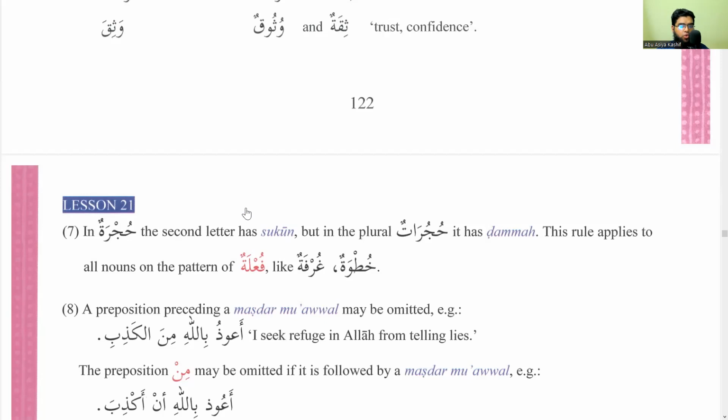Okay. Next point, hujratun. The second letter has sukun. Hujratun, huj. But when you make it plural, you'll get a dhamma: hujurat. So any plural on the pattern of fu'latun, fu'la, you give a dhamma just for reading purposes. Like ghurfatun, ghurfat. If you want to make it plural on the pattern of jam' muannath salim, ghurufat. By the way, ghuraf is used in the Quran. I don't know if ghurufat is used.